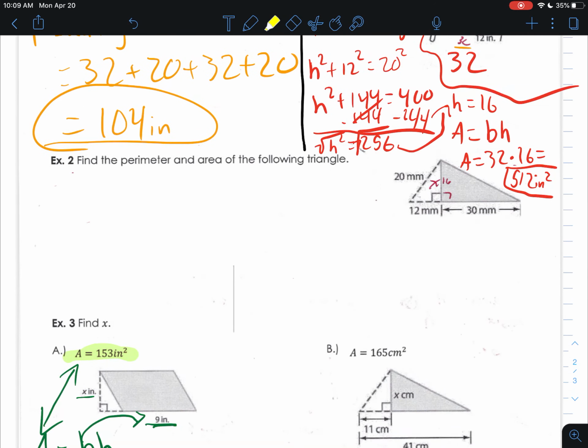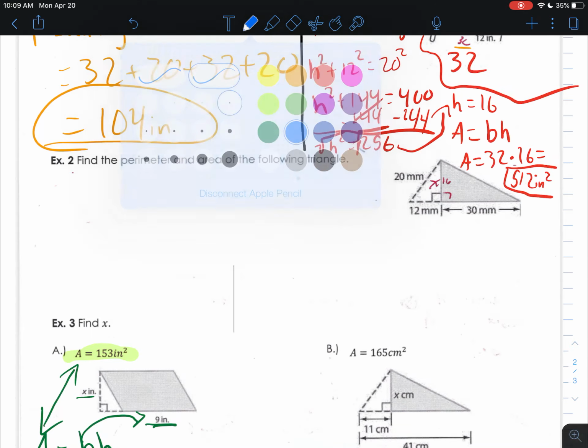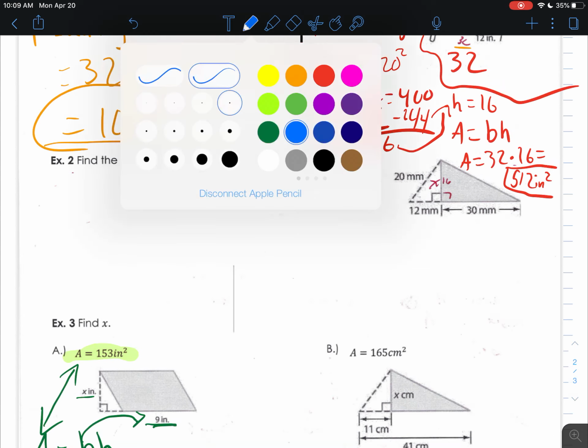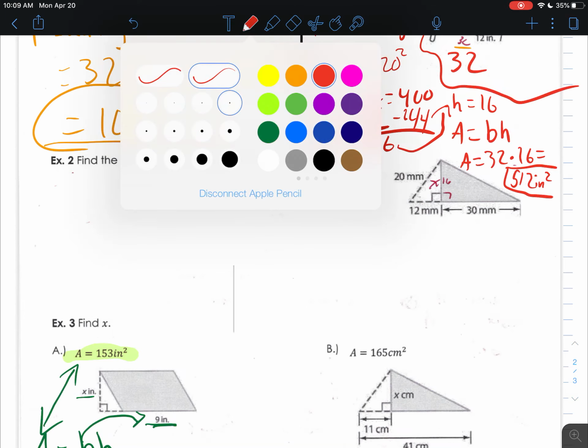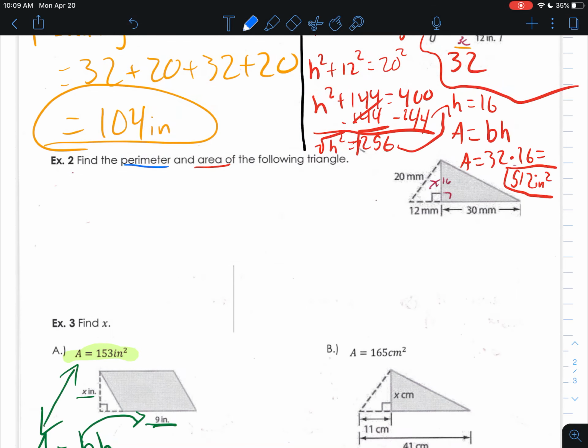Now, let's take a look at number 2. So it says find the perimeter and area of the following triangle. Okay, so first thing we got to do is we have to figure out what this is going to be, which I already wrote 16, so let's see if I was correct.